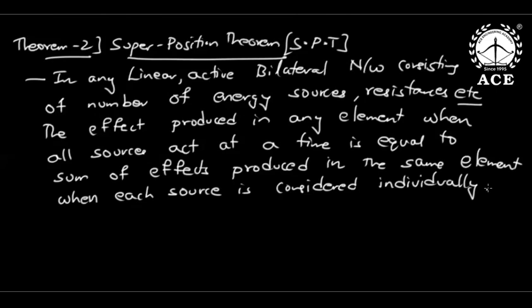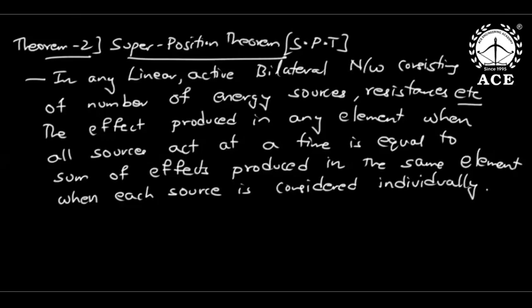Sum of effects. So this is an additive property. Superposition is an additive property. So first of all, if there is a network with so many sources and we are finding something, it is better to take each source separately, find the individual effects, and then add all these effects. You will get the same answer. So a complex network with multiple sources will be subdivided into single source networks.